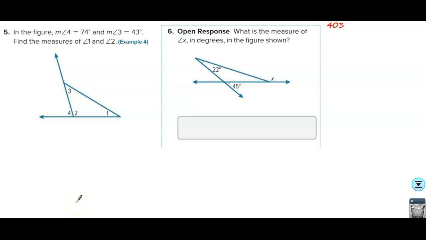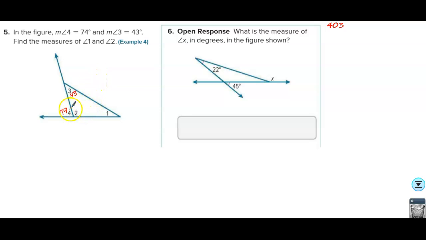All right, number 5. In the figure, the measure of angle 4 is 74. I'm going to write these in here because I like to have my measures right there. That one's 74. The measure of angle 3 is 43. And they want you to find the measures of angles 1 and 2.